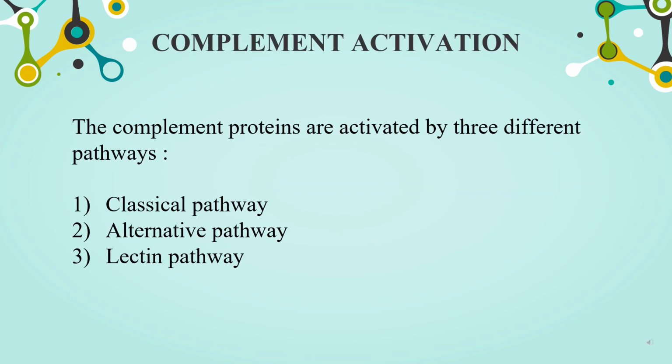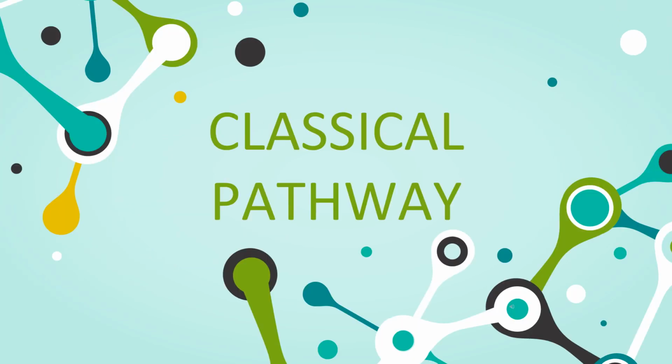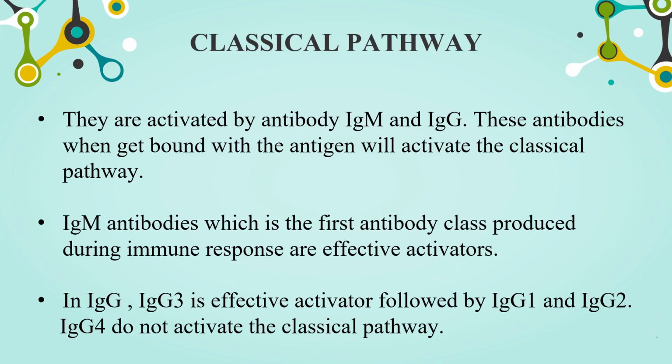Complement activation. The complement proteins are activated by three different pathways, which include the classical pathway, alternative pathway, and lectin pathway. Classical pathway. They are activated by antibodies IgM and IgG. These antibodies, when bound with the antigen, will activate the classical pathway.